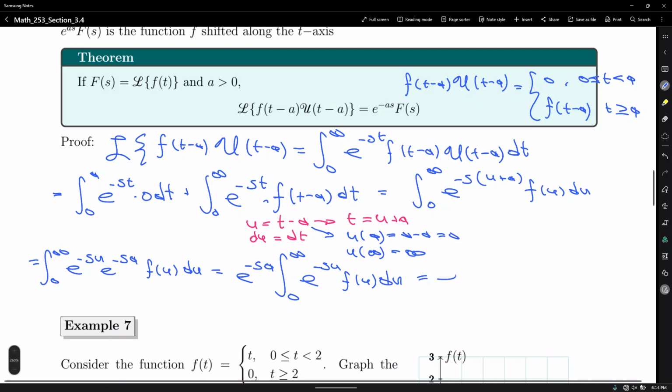So this will be e to the negative sa times the Laplace transform of f(u), right? Which is, guess what? What's the Laplace transform of a function of whatever dummy variable? It's simply big F(s). It doesn't matter if you take the Laplace transform of a function of t or a function of x or a function of whatever, it's still going to give you a function of s, times e to the negative sa.